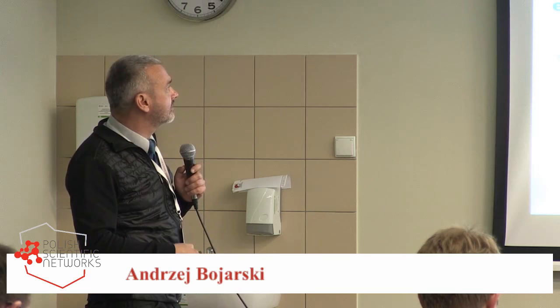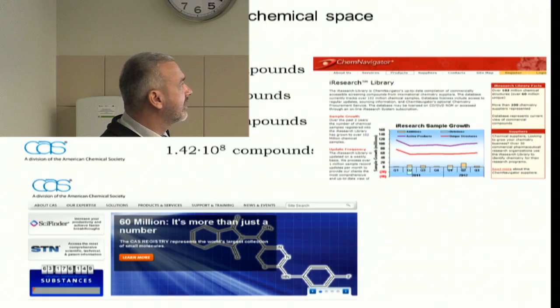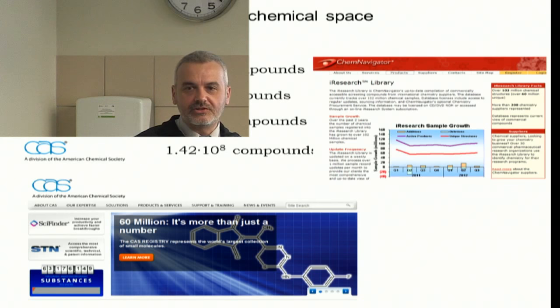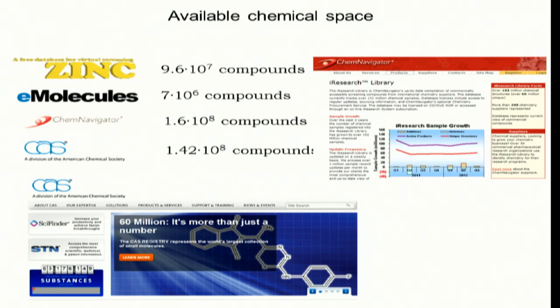In terms of libraries of chemical compounds, we have a huge chemical space already available. There are about 100 million compounds available for purchase from different vendors, but when we started our projects almost 10 years ago, there were much fewer compounds available. The vendor databases didn't have as many compounds.